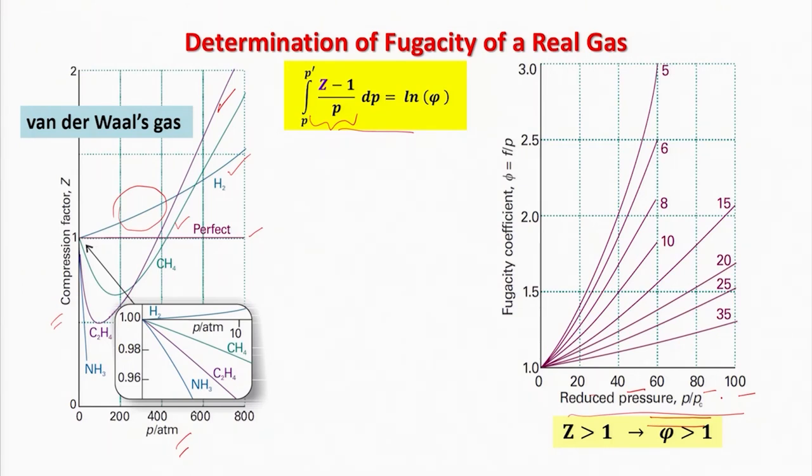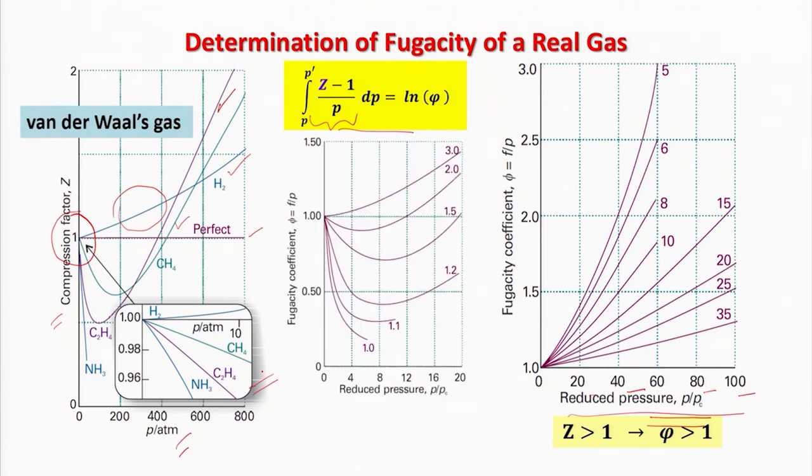Now, if I look into this region, I zoom into this region where Z is less than 1 for some intermediate values of pressure, then the corresponding plot of fugacity coefficient would look something like this. Now, if Z is less than 1 for a certain range of pressure, then I understand that this integrand for some range of pressure can be negative. And if that is so, then ln phi can be less than 0, and phi would be less than 1.